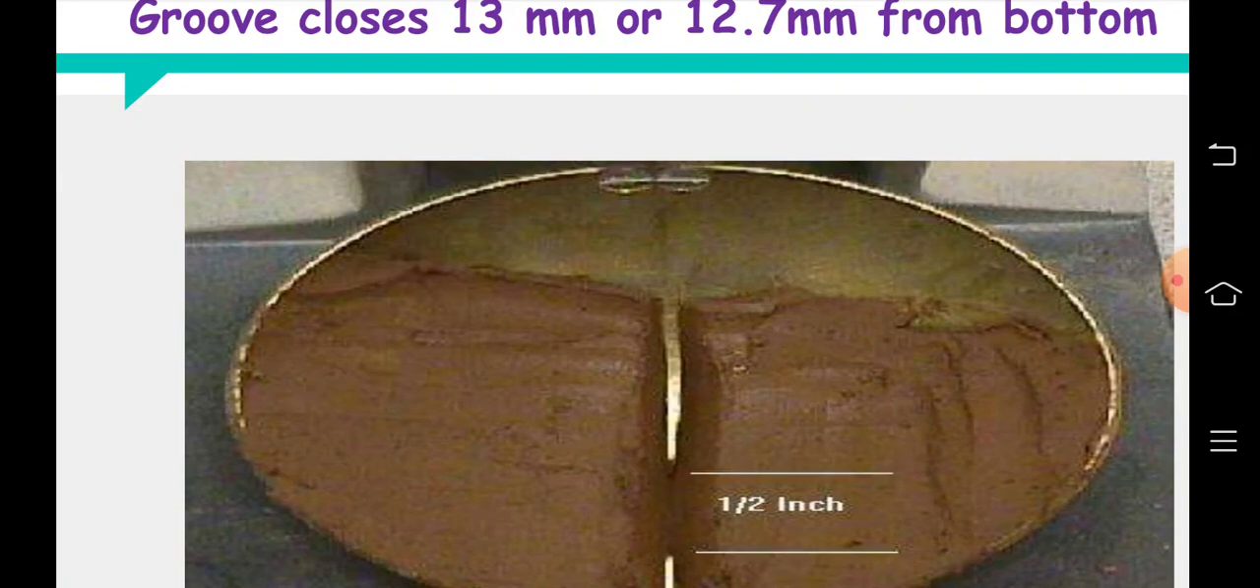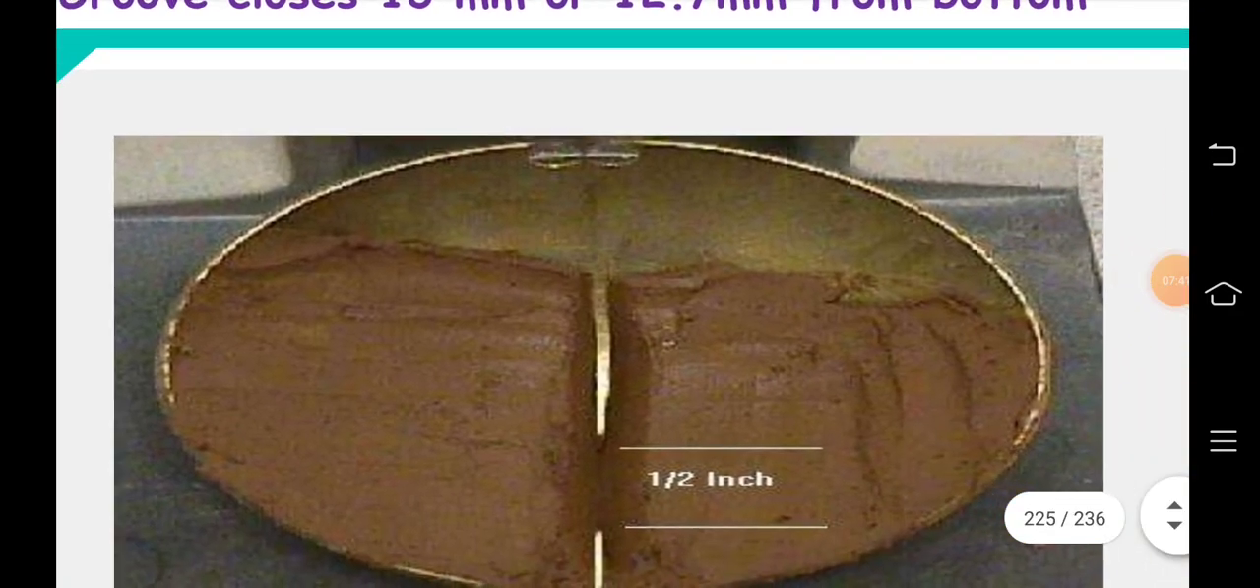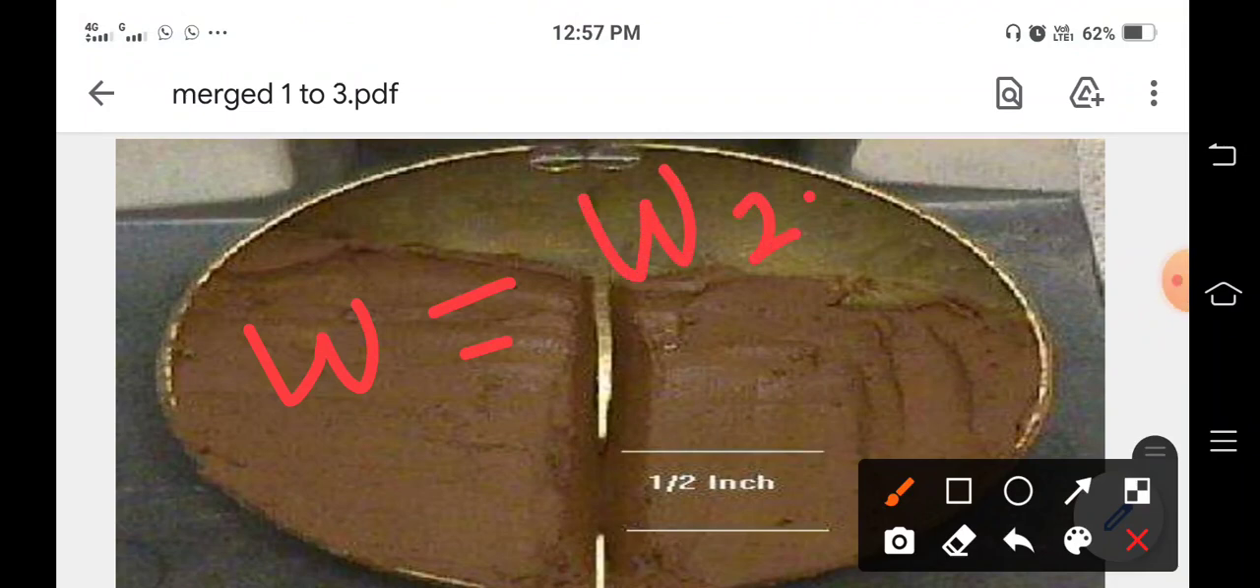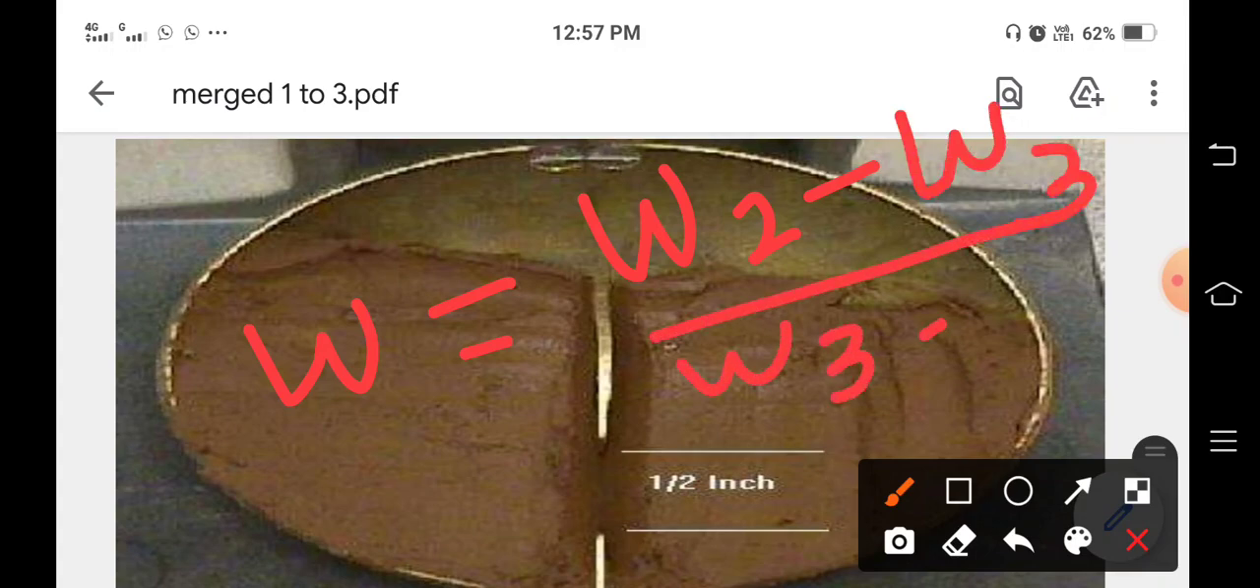So how can we find out the water content by the oven drying method? First of all, we know the formula. The formula is w, that is water content, equals (W2 minus W3) upon (W3 minus W1). From that we can find out the water content. So what is meant by W1, W2, and W3?